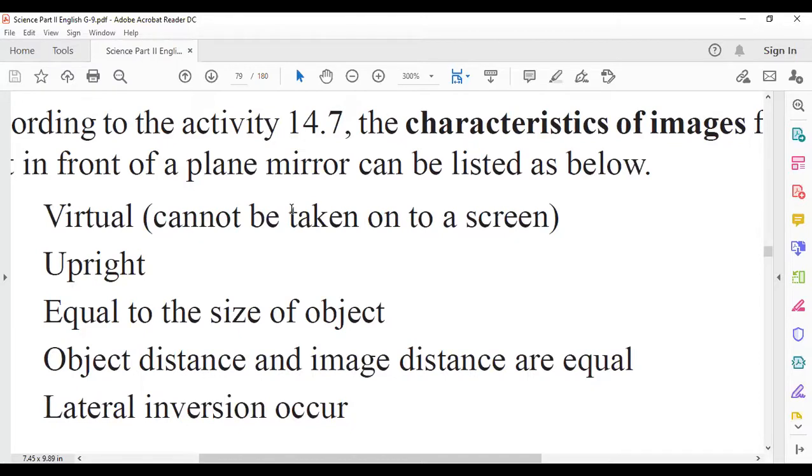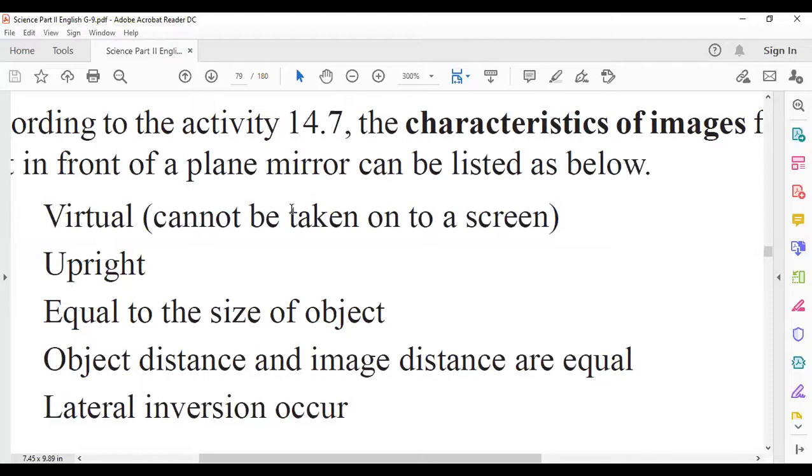That image has 5 properties. What are the properties? Virtual, in brackets written, cannot be taken onto a screen. Upright, equal to the size of the object. Your size and the image size are equal. Image is not bigger than you. Image is not smaller than you.